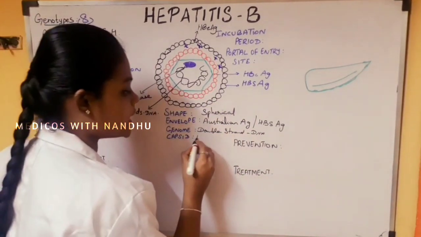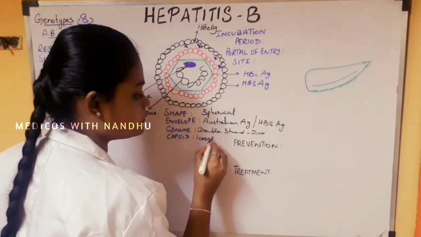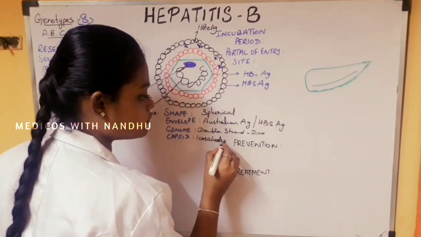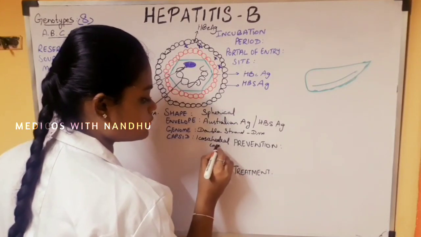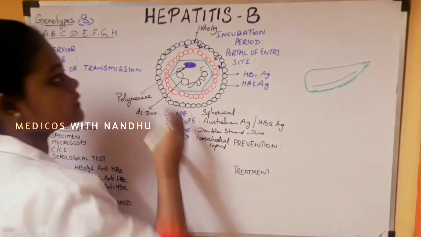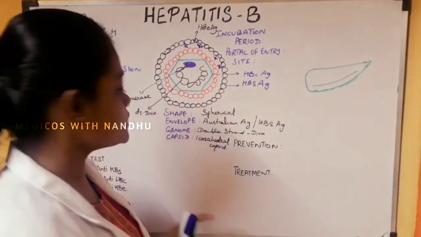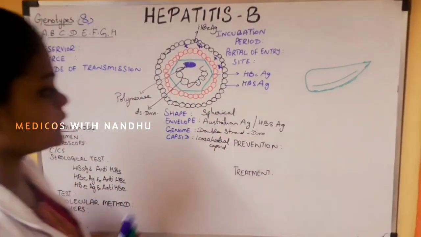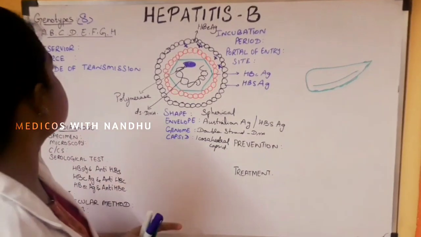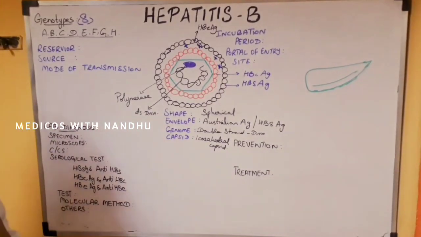The capsid is an icosahedral capsid, because it is an equilateral triangle like structure. So, icosahedral capsid. Okay. Now let us see about the pathogenesis.